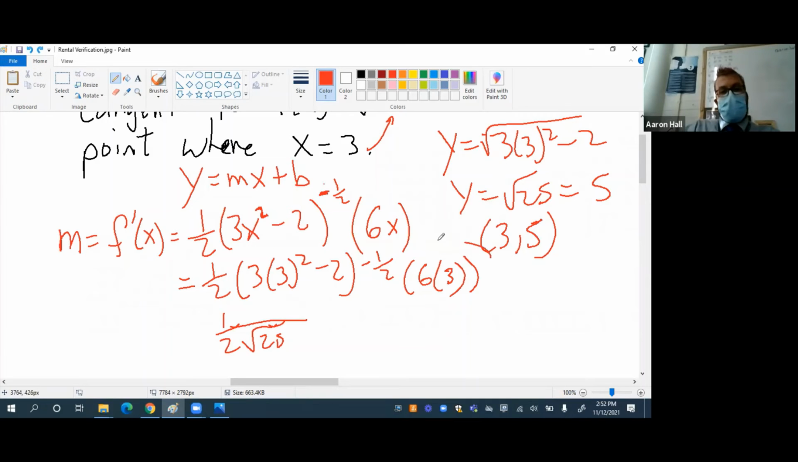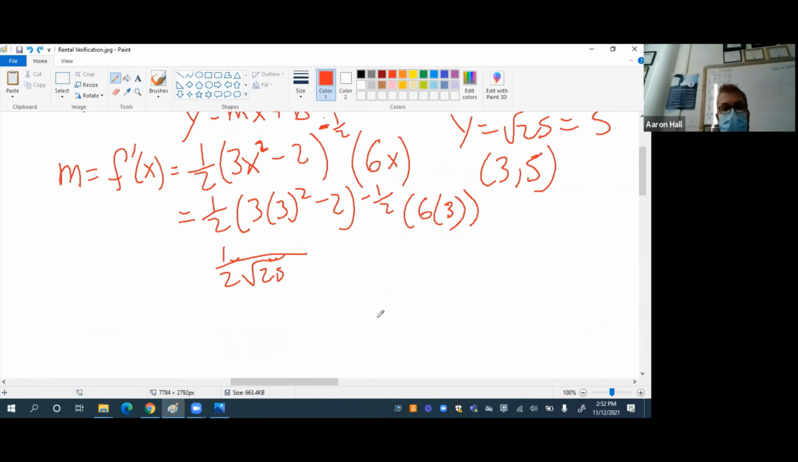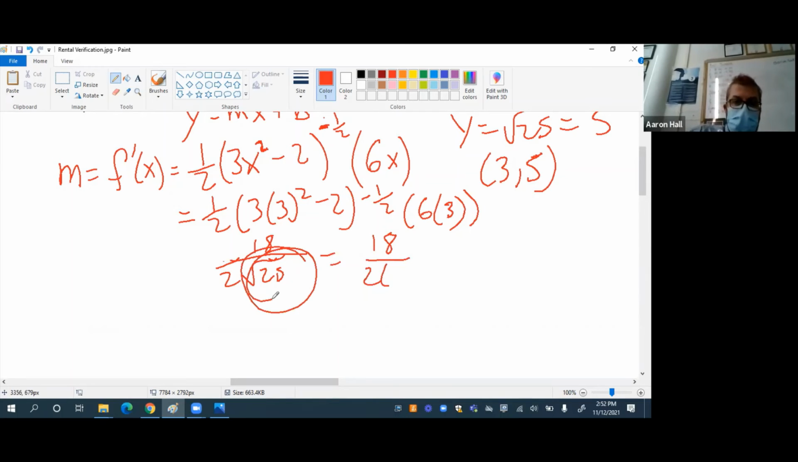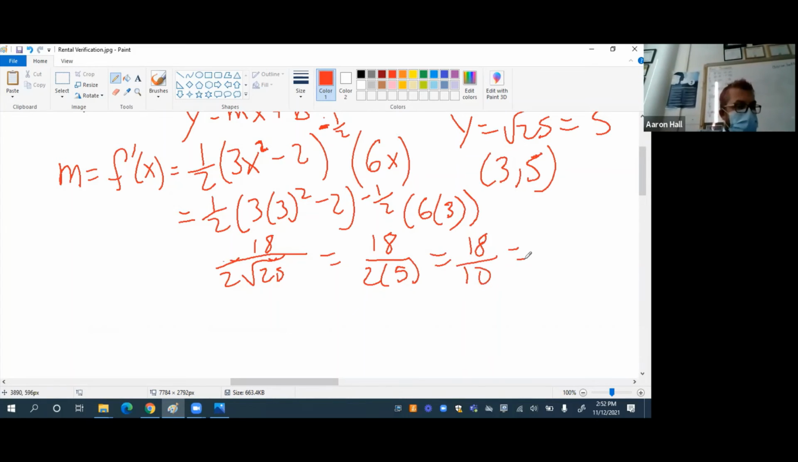Okay, then what about this piece here? In the numerator, I have this 18 times 1, just gives us the 18. So we have 18 times 2 times what? 5. So that gives me 18 over 10, which can be simplified to 9/5. What is 9/5? That's my slope.